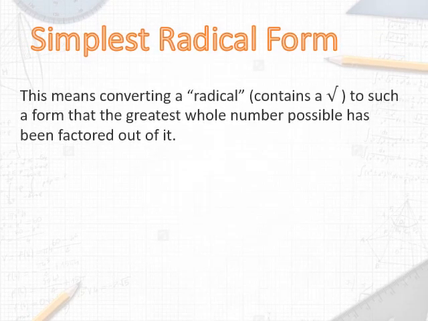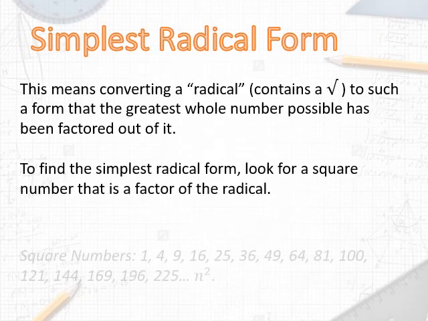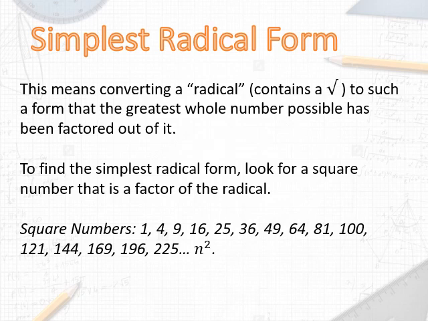Okay, so we're now going to look at converting into simplest radical form. A radical is just any number that has a square root in it. The way to convert it to simplest radical form is we're going to try and take the largest possible whole number out of it and then leave behind the simplest radical. So that is a radical that could not be simplified any further.